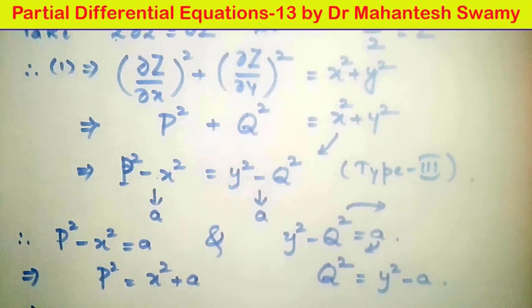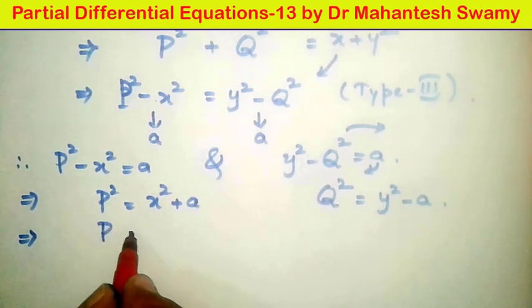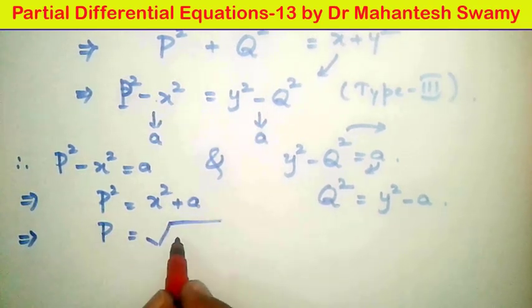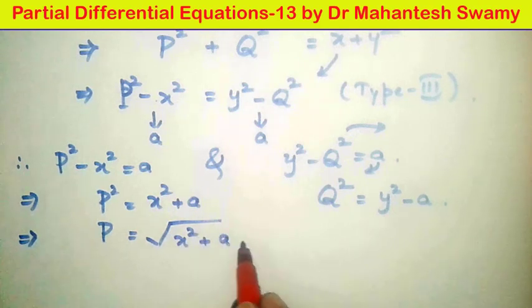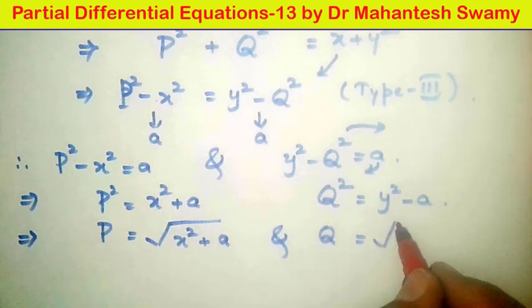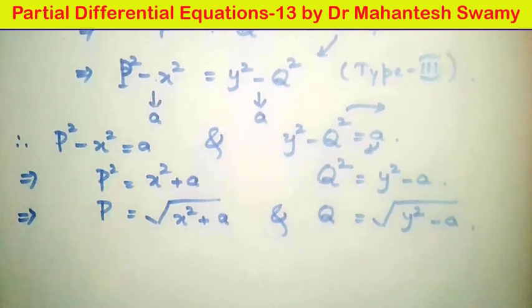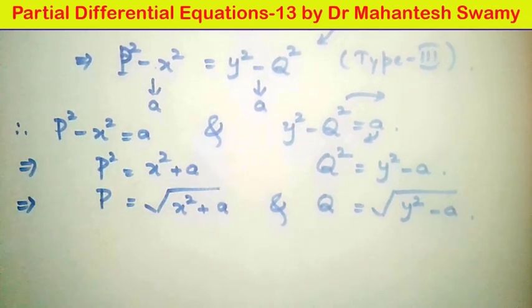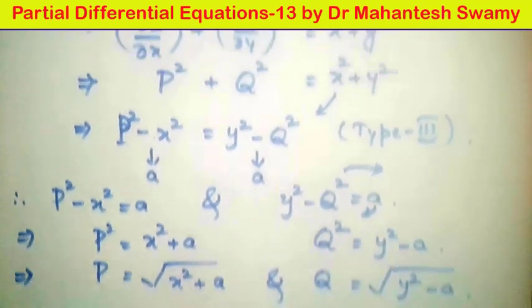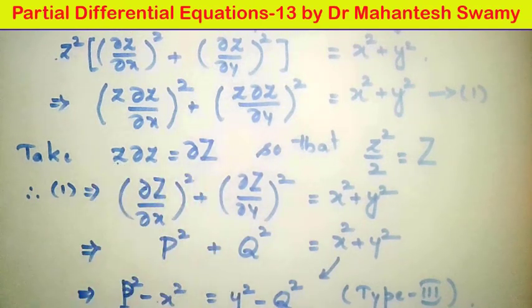After taking the square root on both sides of this equation, we get capital P value as square root of x square plus A, and the value of capital Q from the second equation as square root of y square minus A. Now we have to use one important result. What is that? D of capital Z. We have to take the integral here for capital Z, because we have converted our small z in terms of capital Z. We have changed the dependent variable.